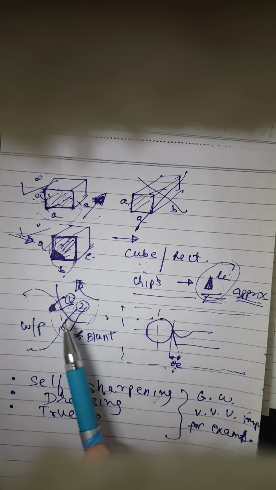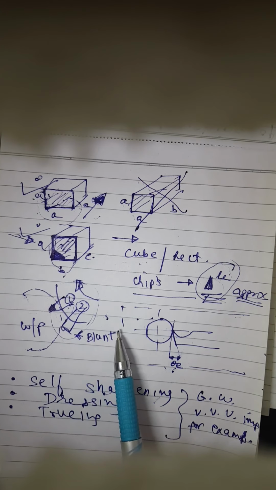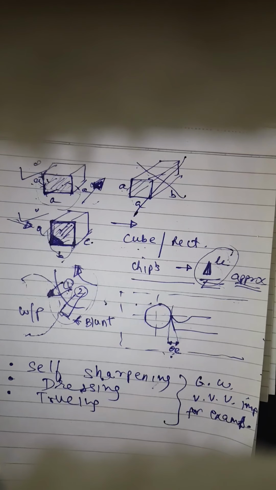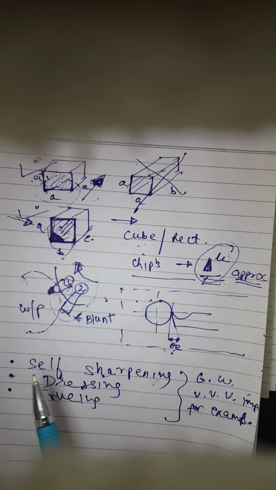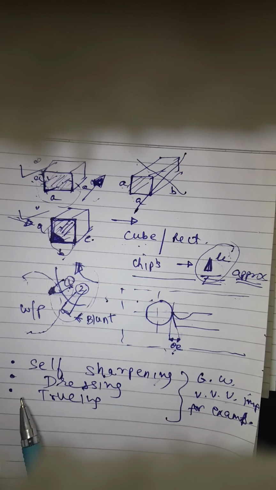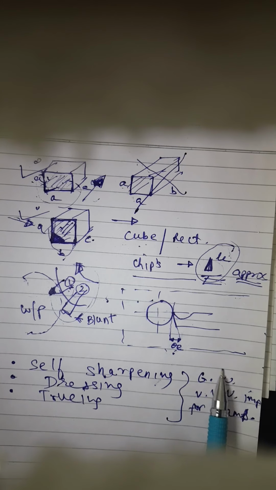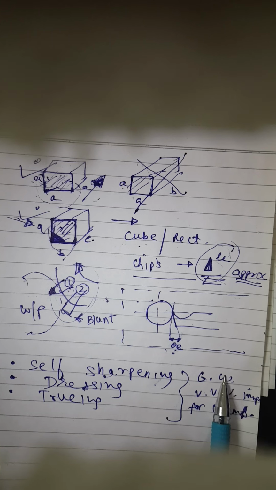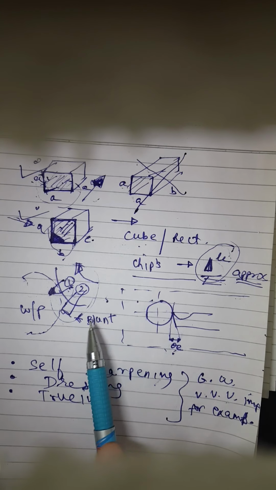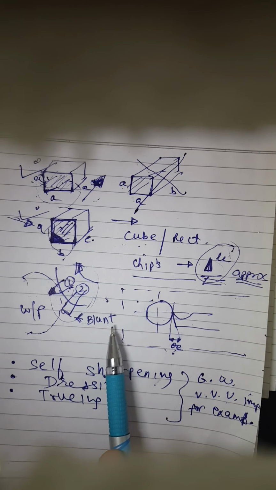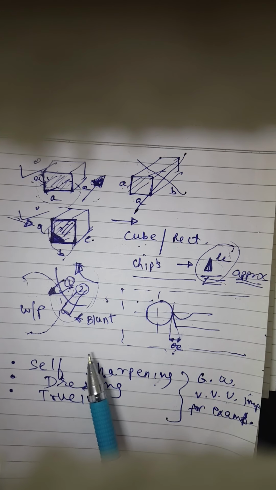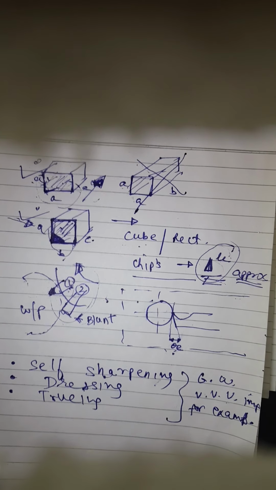So that's something I'll be taking over from this particular discussion in the next lecture, where I'll take this rubbing action, and with the help of that, I'll define a few very, very important terms, that is the self sharpening of the grinding wheel, the dressing, and the truing of the grinding wheel. And these terminologies are very, very important from any examination point of view. Whether you talk about a competitive examination or a university examination, anything. So I'll be taking it over from this particular discussion in the next lecture. Thank you.